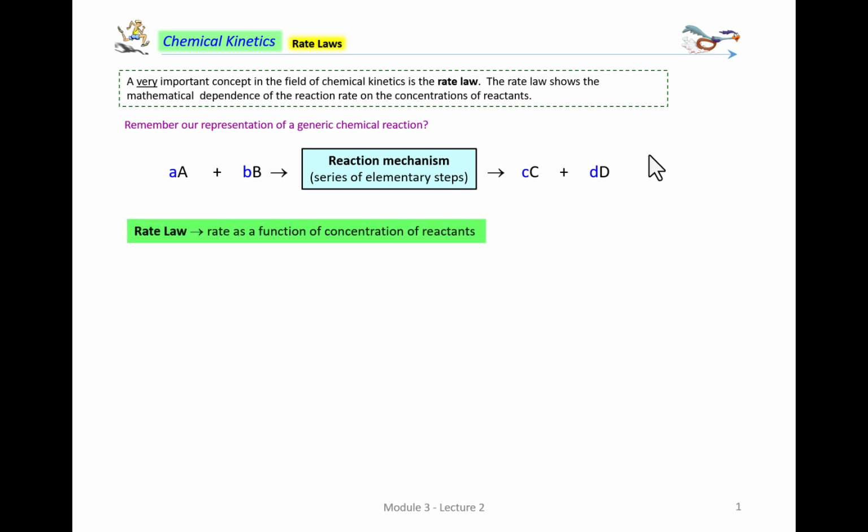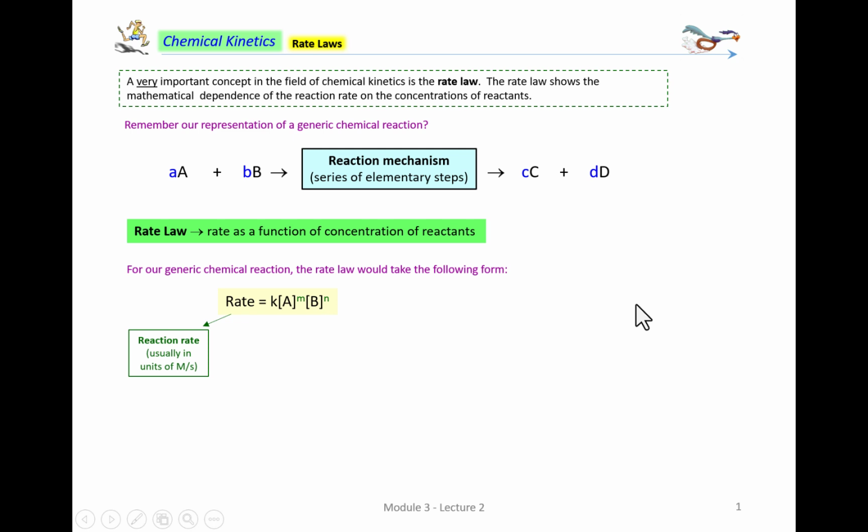Now, as we said, the rate law is rate of the reaction as a function of the concentration of the reactants. So for our generic reaction, the rate law would take the following form. We'd say the rate, meaning the rate of the reaction, is equal to some constant K times the concentration of A raised to some power times the concentration of B raised to some power.